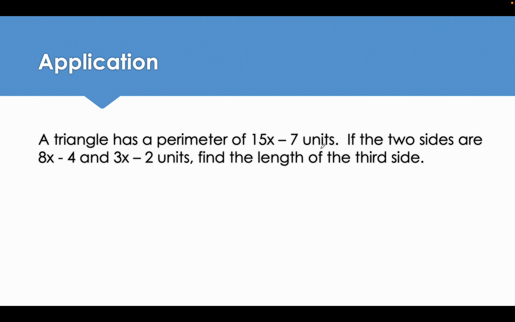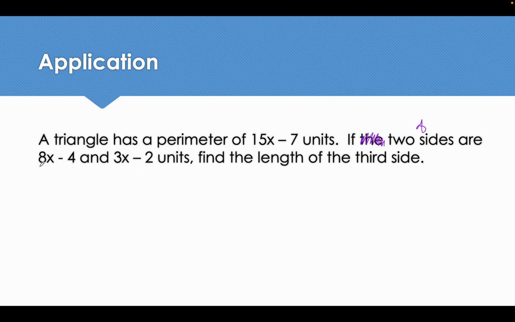A triangle has a perimeter of 15x minus 7 units. If two sides are 8x minus 4 and 3x minus 2, find the length of the third side. And this should say if 2 of the sides, because there are 3.